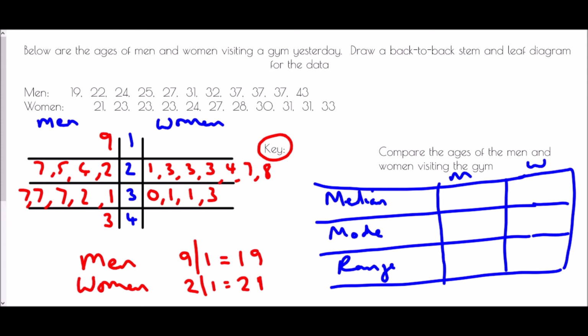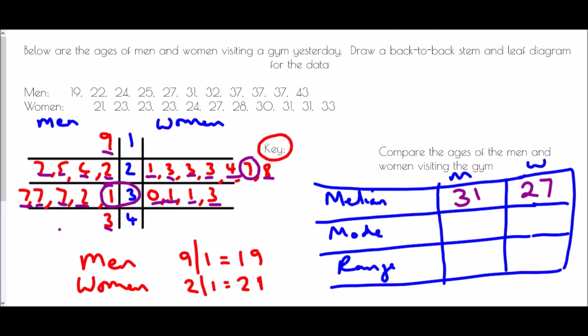So the median for the men, all I'm going to have to do is, like we did before, take the smallest and largest, the smallest and largest, and so on, and it leaves us here. So the median for the men is 31. If I do it for the women, the smallest and the largest, and so on, that leaves me with the 27, so 27 for the women.